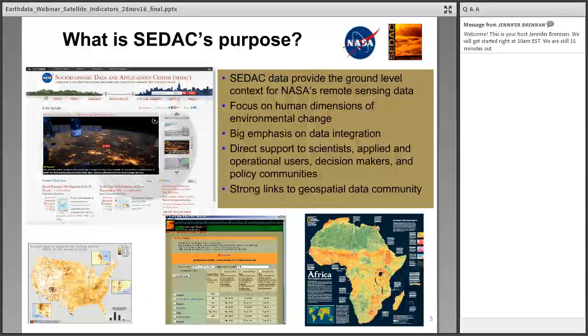The main purpose of SEDAC is to provide the ground level context for NASA's remote sensing data, and our focus is on the human dimensions of environmental change. We have a very big emphasis on data integration, particularly integration of socioeconomic data with remote sensing data. And we provide direct support to scientists and applied operational users, decision makers, and policy communities. And we have very strong links to the geospatial data community.